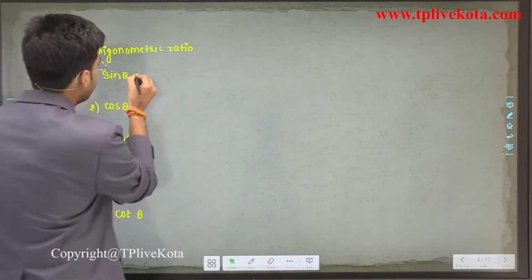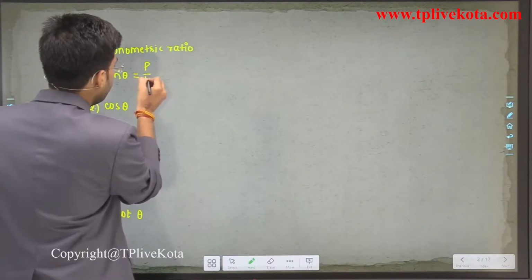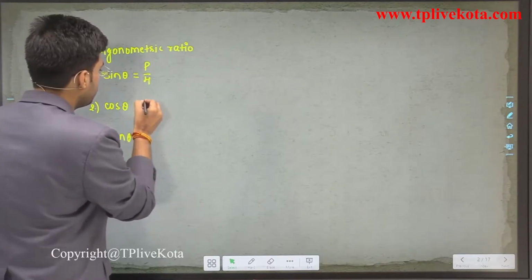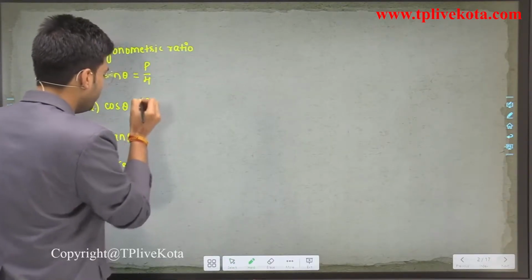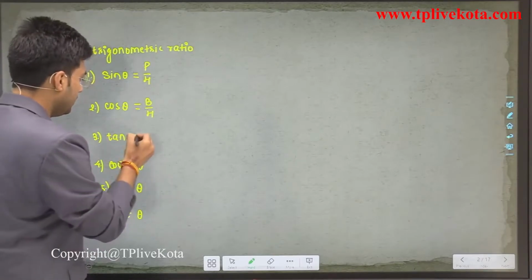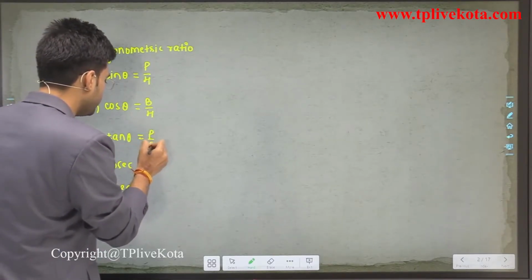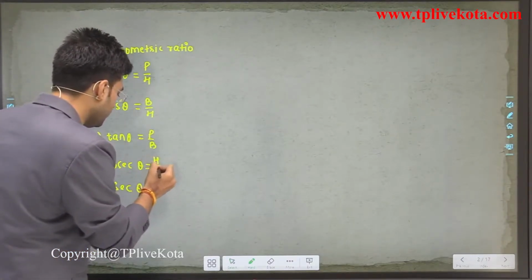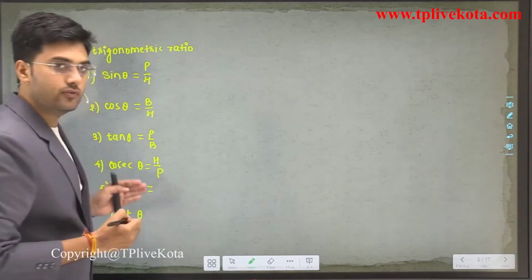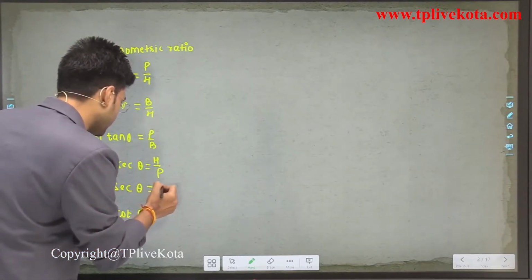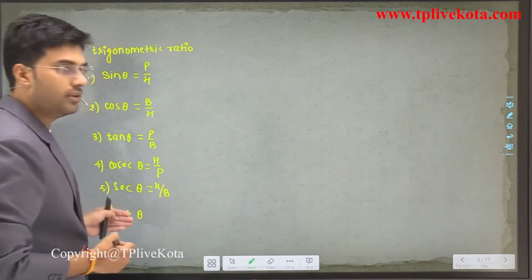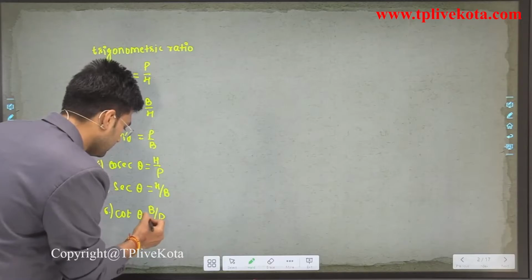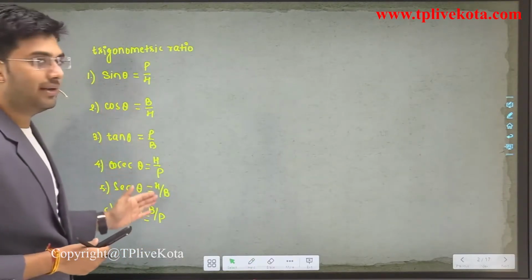Sin theta is what? Sin theta is perpendicular divided by hypotenuse. Cos theta is base divided by hypotenuse. Tan theta is perpendicular divided by base. And cosec theta is hypotenuse divided by perpendicular. Sec theta is hypotenuse divided by base. And cot theta is base divided by perpendicular. Clear? So these are the trigonometric ratios.